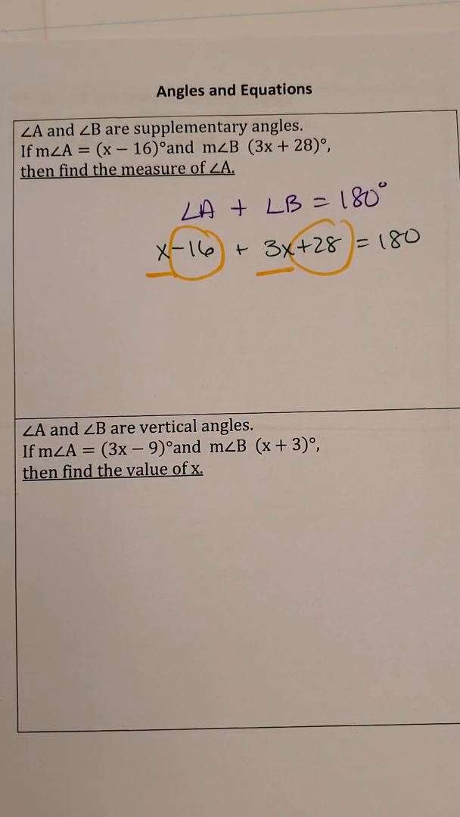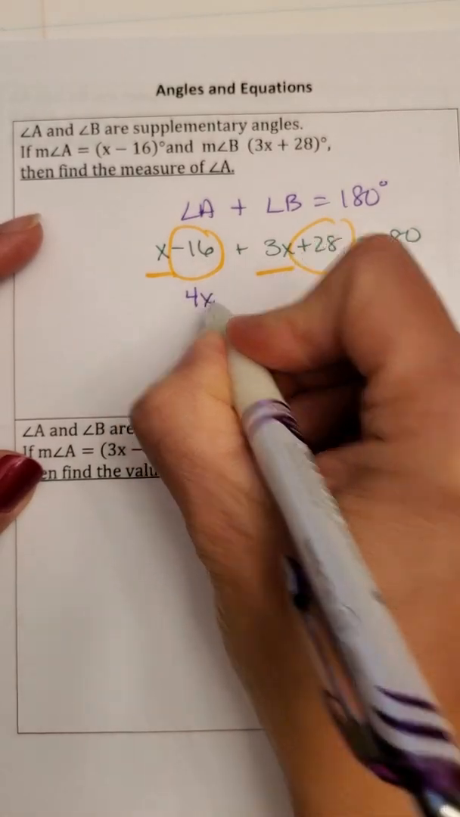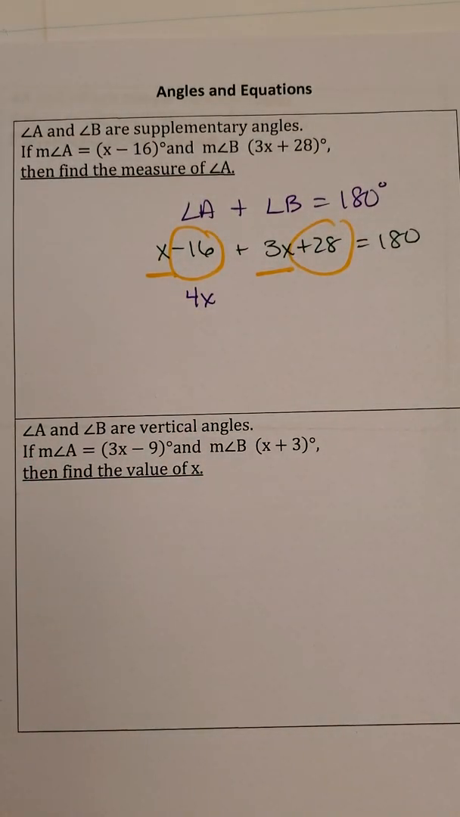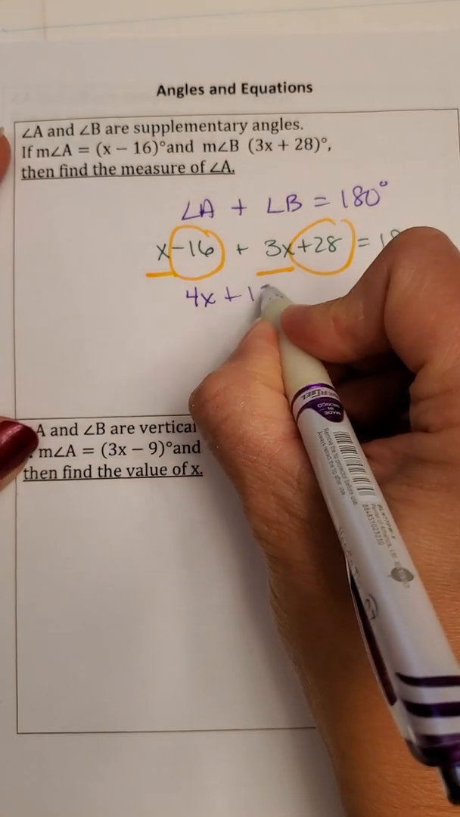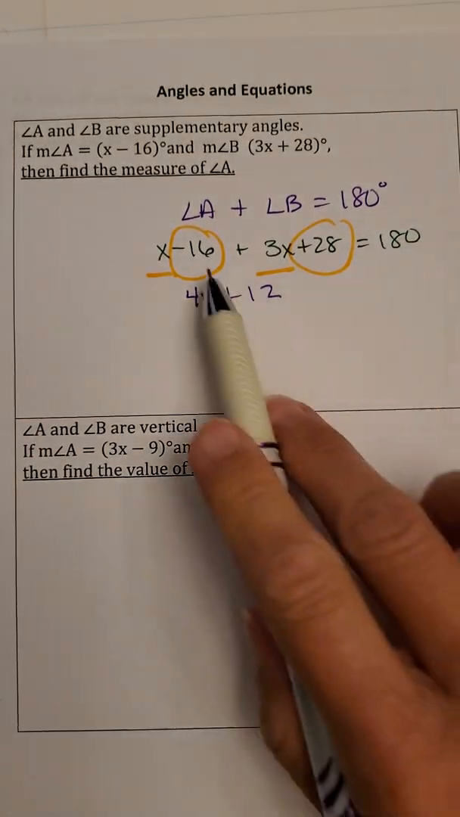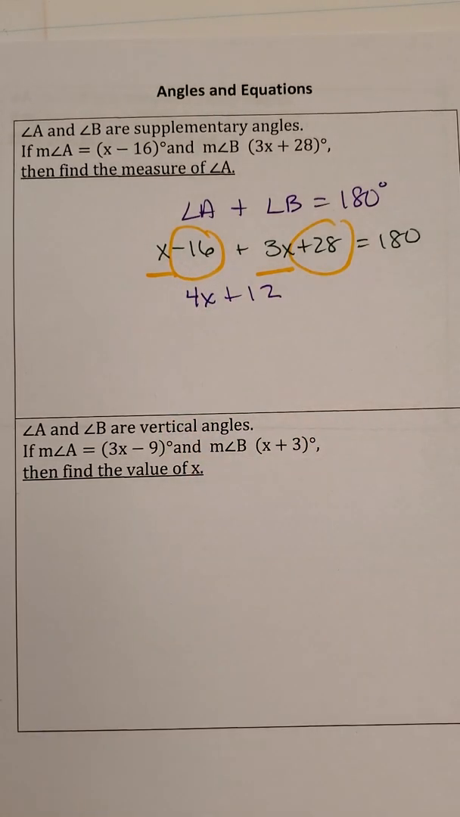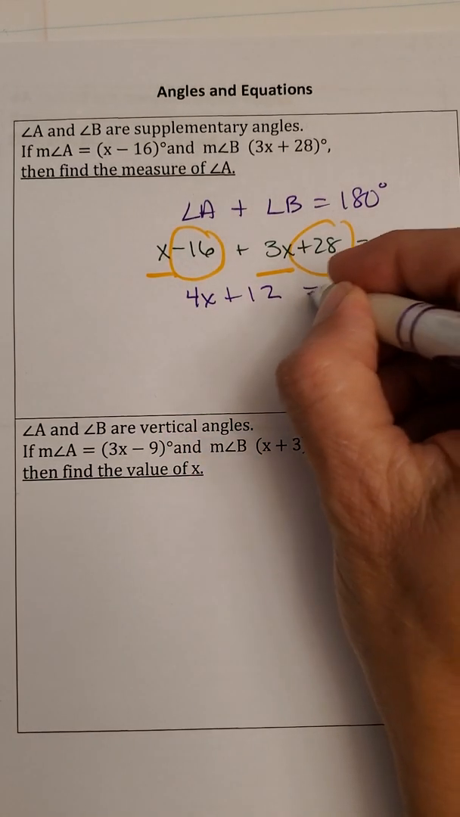We're going to take x plus 3x and get 4x. We're going to take 28 minus 16, or negative 16 plus 28, whichever way you prefer, and we're going to get 12, right? 8 minus 6 is 2, 2 minus 1 is 1. And then it's going to equal 180.